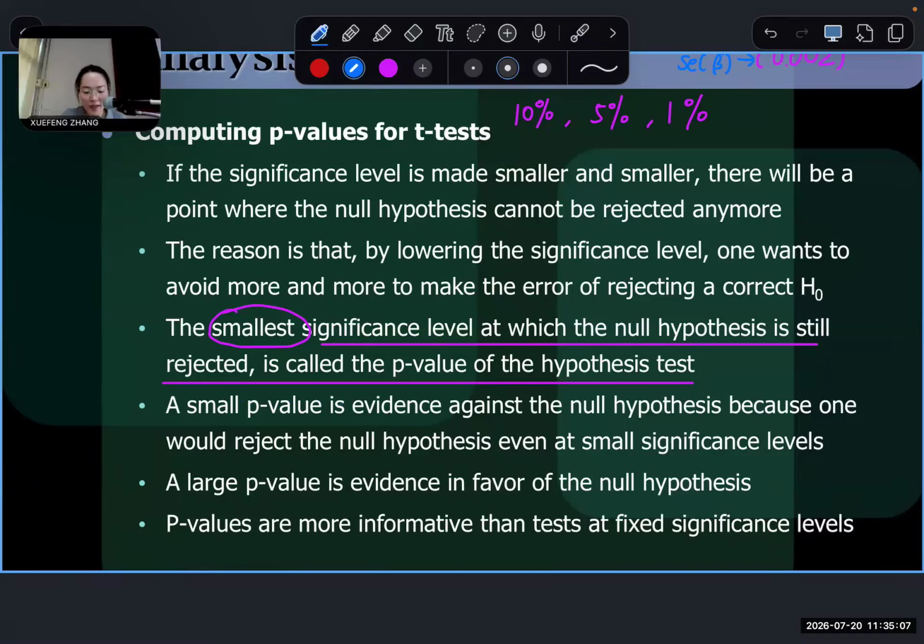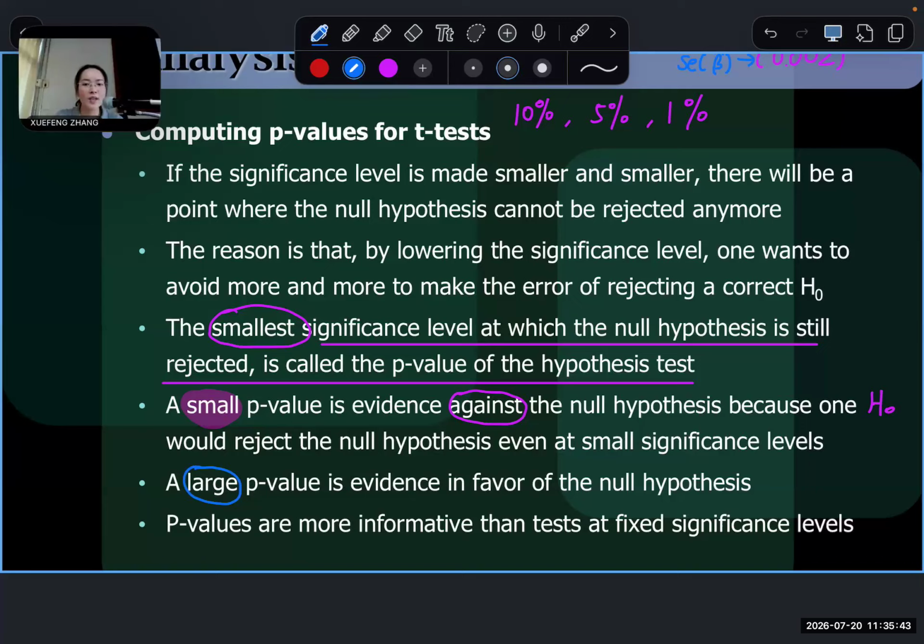A small p-value is evidence against the null hypothesis because one would reject the H0 even at a small significance level, okay? So basically, you need to check your p-value. As long as it's small enough, it's okay. Small means we can go against our H0. But if your p-value is large, what does it mean?